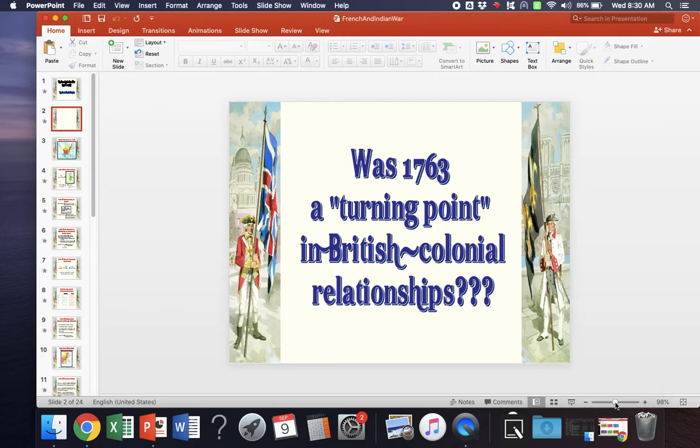It's an important date. And this is what we're answering. Why was 1763 a turning point in British colonial relationship? It is a key date, truly almost as important as 1776, because without 1763, there probably would have been a 1776, but just not that soon.